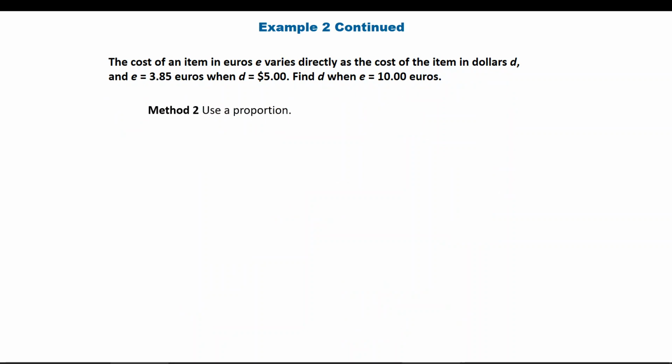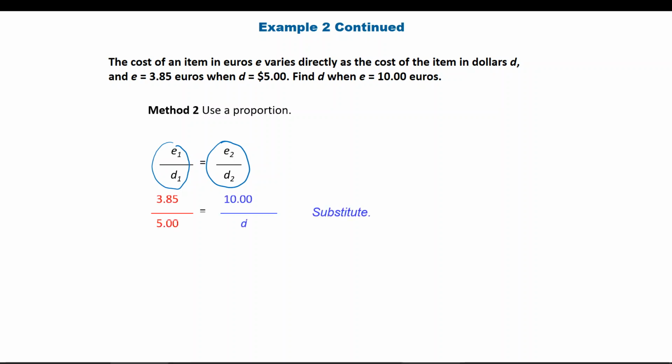Okay, same question, but this time we're going to solve it a different method using the proportions. And I like these proportions. Okay, so what I'm going to say is E1 is to D1 as E2 is to D2. All right, so we're going to use a proportion, and then I'm just going to substitute what I know. I know that E1 is 3.85 and D1 is 5. And I want to solve for when E equals 10. And so I'm just going to substitute all that.